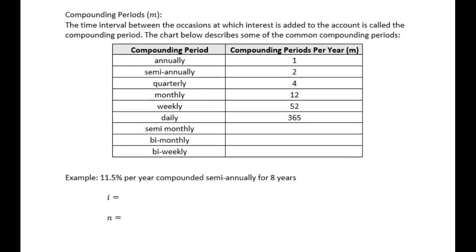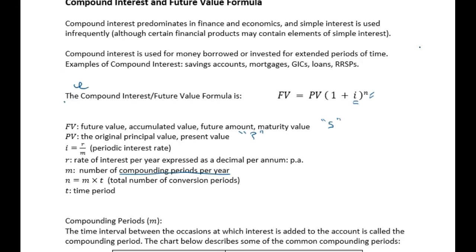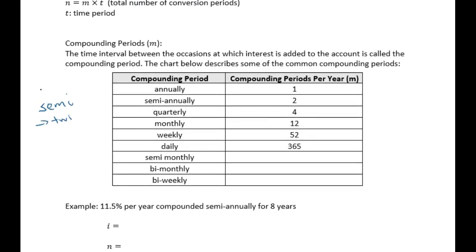So there's a couple of different ones. If your interest is compounded annually, you see it once per year. If it's compounded semi-annually, twice per year. If it's compounded quarterly, 4 times per year. Monthly is 12 times per year, etc. If you want a rule of thumb, semi means twice per. So if you see something that says semi-annually, that means twice a year. If you see something that says bi, then usually that means every 2.